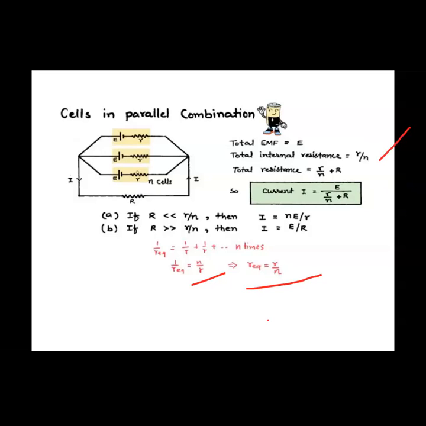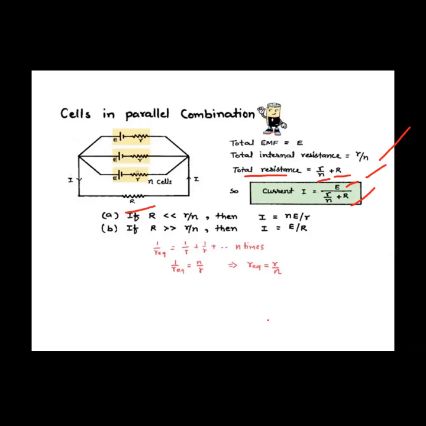Now let's talk about the total resistance. Total resistance, we know, is internal plus external. So external is this, right children? And external is connected in series, one after the other. So we are simply adding them, and we get r by n plus capital R. Now similarly, if we calculate current, I is V by R. V is E, and total R is r by n plus R.